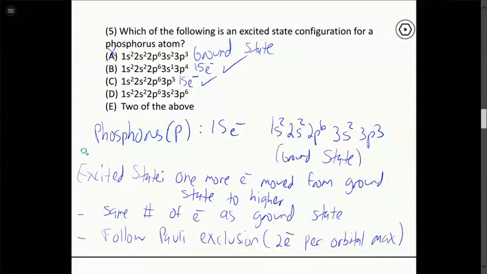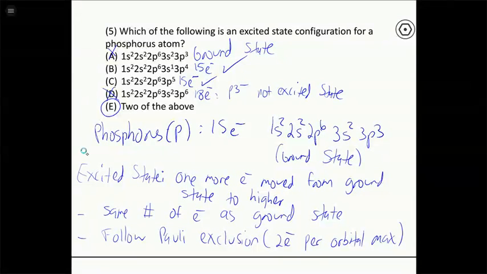And then finally, choice D, we notice if we count the electrons here, this has 18 electrons. This is the configuration for P3-. Remember that ions are not excited states. This is a totally different species. So that one's not going to be counted as well. So the correct answer is E, which is that 2 of the above configurations are considered excited states. There are basically infinite numbers of excited states you can write for an atom, but it needs to have the same number of electrons, and it needs to still make sure you don't put too many electrons into one single orbital or subshell. Okay, questions on this one?